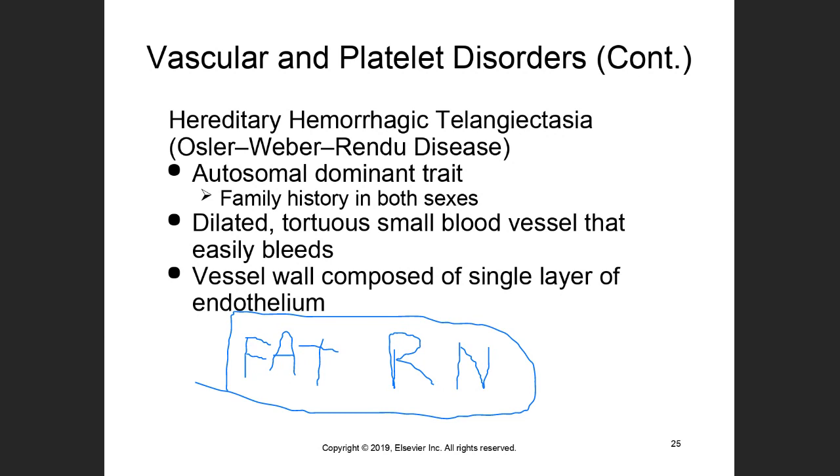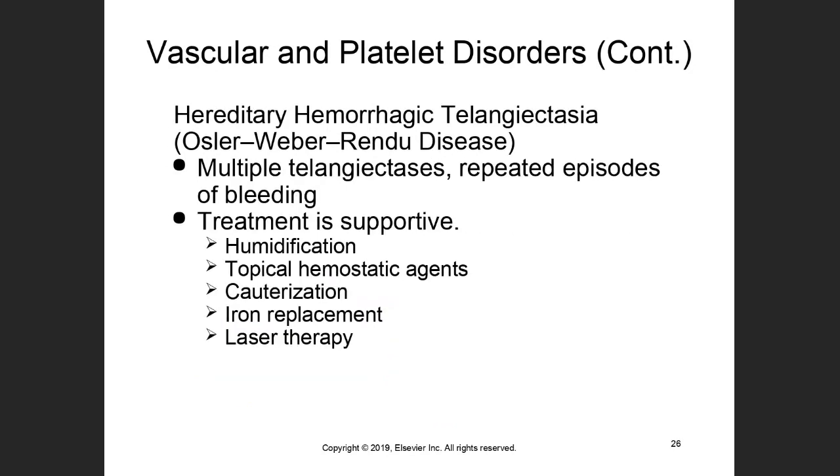Okay, let's keep going. Right here we have hereditary hemorrhagic telangiectasia, Osler-Weber-Rendu disease. That's another disease. It's an autosomal dominant trait. That's a genetic condition, and basically you have to know just the name because that's an extremely weird condition that you are never gonna see in your life. Those patients have a lot of multiple telangiectasias. Telangiectasias are like petechiae. Repeated episodes of bleeding.